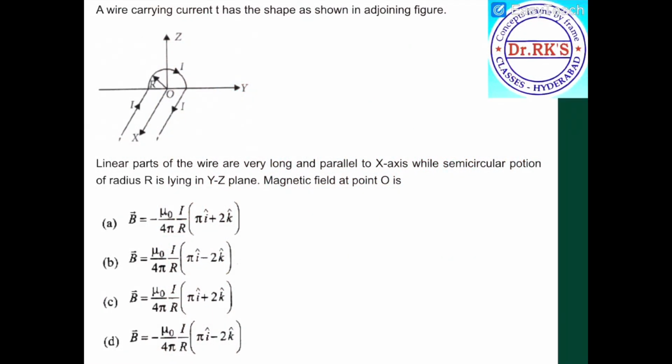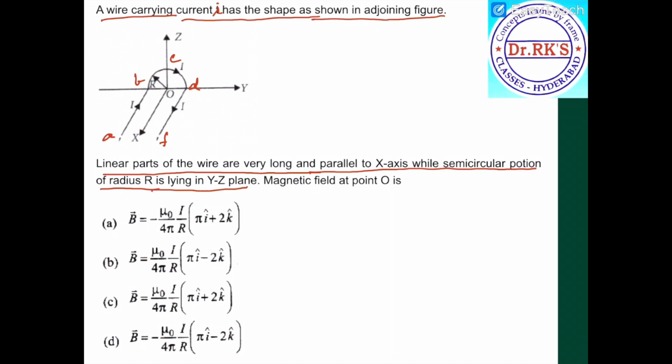Look at this problem where a wire carrying a current I has the shape shown in the figure, that is A, B, C, D, F. The linear parts of the wire are very long and parallel to the x-axis, while the semicircular portion of radius r is lying in the yz plane. You have to find the magnetic field at point O. So let us find the magnetic field at O by applying the Biot-Savart law.